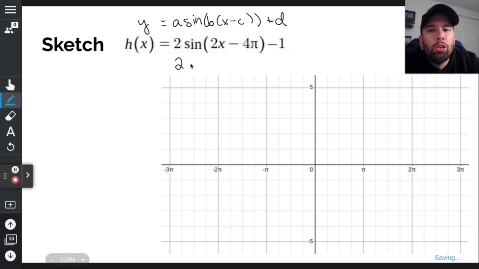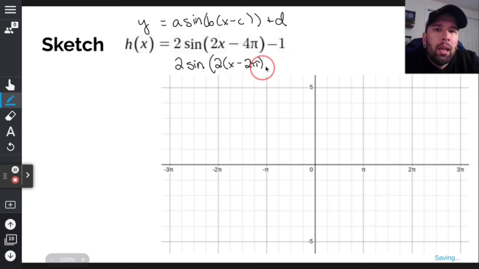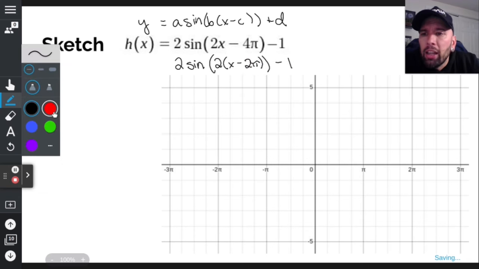So this becomes 2 sine, factor out the 2. That leaves us with x minus, divide that by 2. So 2 pi, parentheses again, minus 1. Well, let's analyze what we have.